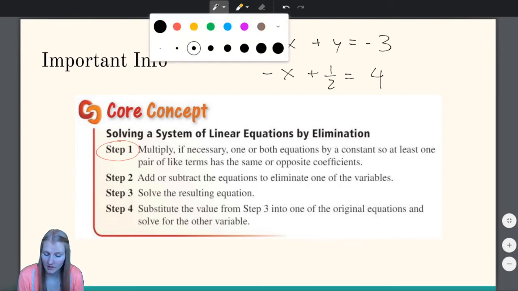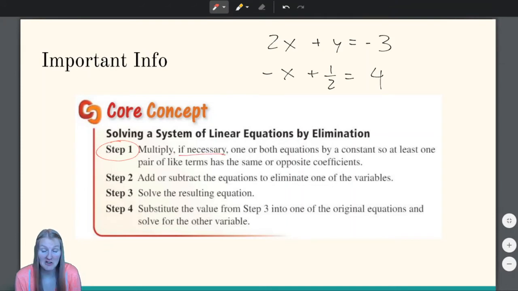So step 1 is to multiply if necessary, because it's not always necessary. Today it's not going to be necessary. Next video it will be necessary. So multiply, if necessary, one or both equations by a constant. This is just a number. So that at least one pair of like terms, and when they say like terms, they're talking about x or y, has the same or opposite coefficients.